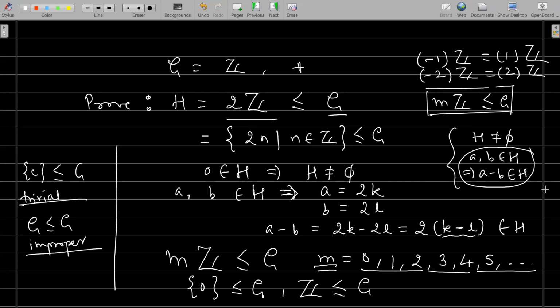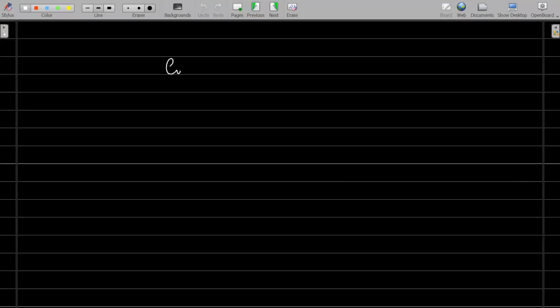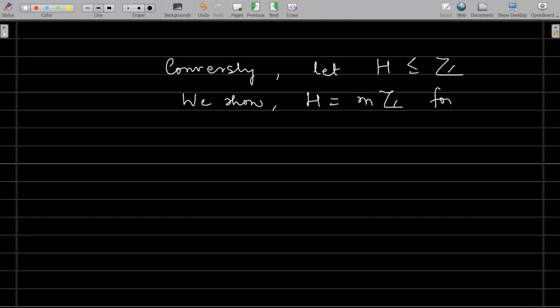Okay. Now the nice part is, in fact, what one can show is these are the only subgroups. There can't be any subgroup which is of different type than this. So every MZ is a subgroup, and every subgroup is a MZ. So even converse is true, and that's what we'll try to see. So conversely, if I take a subgroup of Z, let H be any subgroup of Z, we show H must be out of this only for some M.